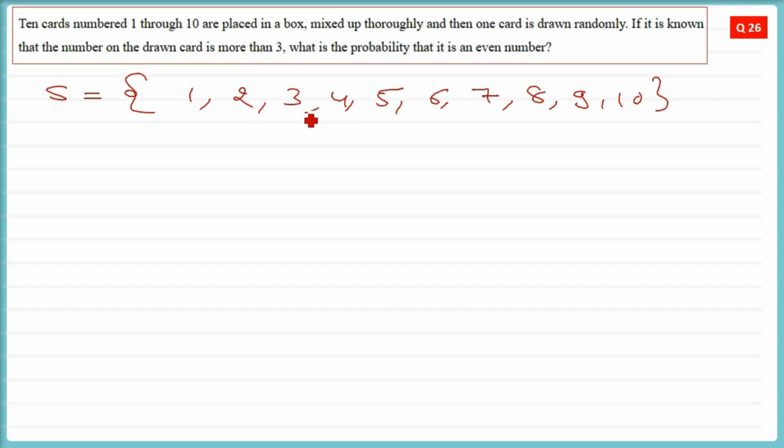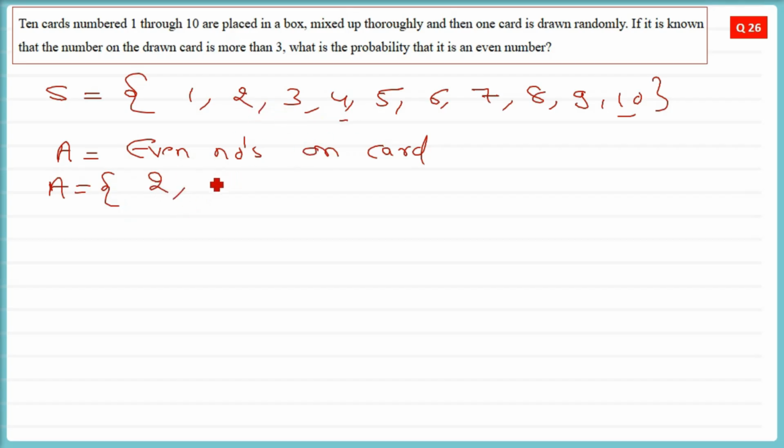So it is from 4 to 10. If it is known that the number on the card is more than 3, it is already known that the number on the card is from 4 to 10. What is the probability that it is an even number? So we'll make two different events. A is even numbers on the card. It can be 2, 4, 6, 8, 10. So we are talking about even numbers on the card. So from 1 to 10, 2, 4, 6, 8, 10 are the even numbers on the card.